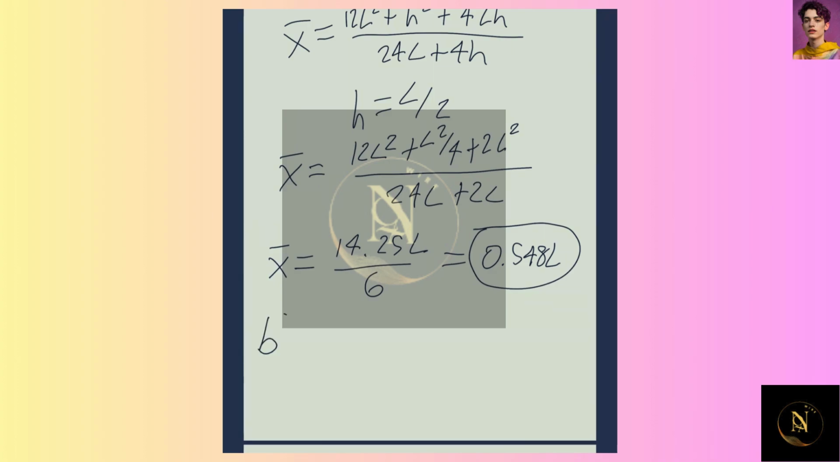Now part B, they want us to find the ratio of H to L where the centroid is equal to L. And so we can use our equation that had H and L in it to find this. So we know that the centroid is equal to this equation from earlier.